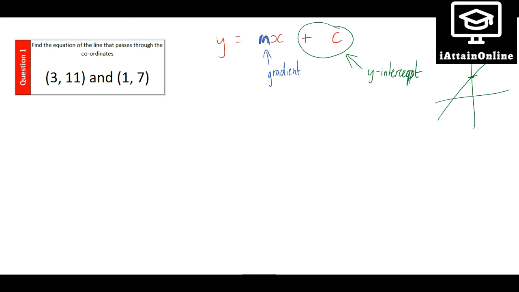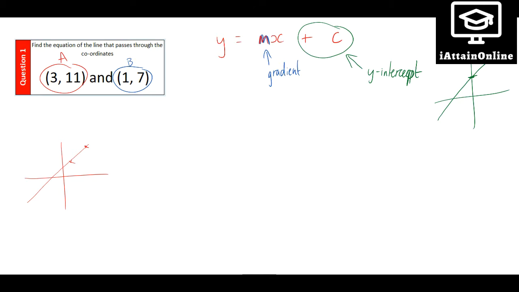So the first thing you're going to do with these sorts of questions is you can do a quick rough sketch if you want. So the point (3, 11) would be up here somewhere, and the point (1, 7) would be here somewhere, and there's a straight line going through those two points, and we want to find out what the gradient of that line is. So the first thing I suggest you do is to label the two coordinates A and B. The reason for that hopefully will become a little bit clearer later on.